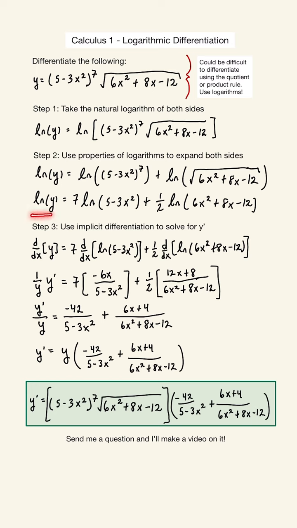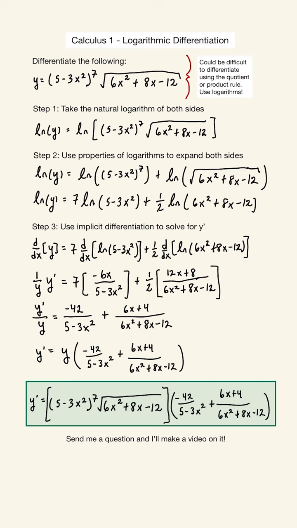After having the natural logarithm of all three of our terms, we can go ahead and use implicit differentiation to solve for the derivative. So here we have d/dx of ln y, which is going to be equal to 7 d/dx of ln of (5 minus 3x squared). We were able to factor out this 7 since we know that it is a constant, and then that's going to be added to 1/2 d/dx of ln of (6x squared plus 8x minus 12). And so now we have something that's a lot easier to take the derivative of.